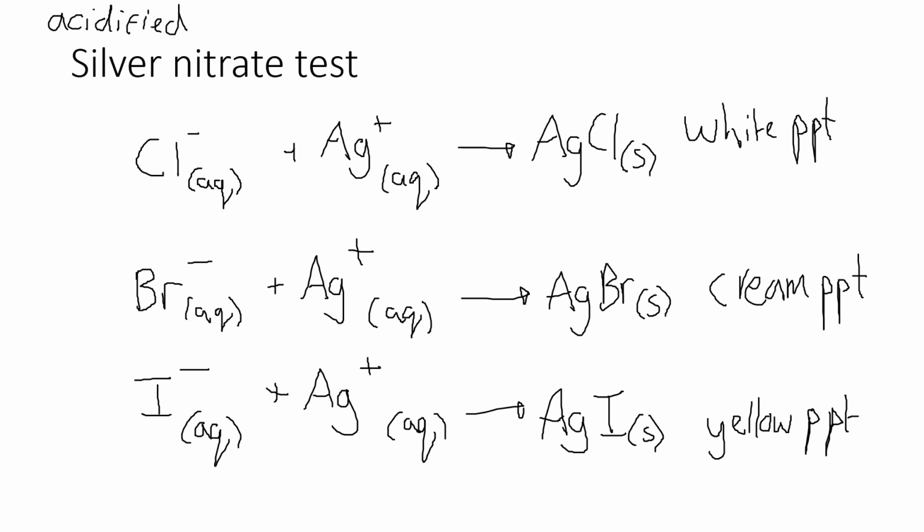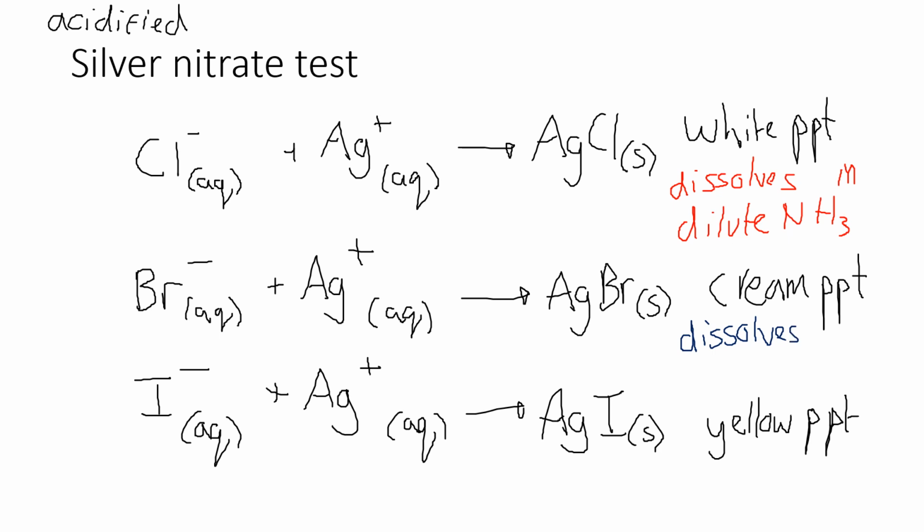And at this stage you might be thinking, well, white precipitates and cream precipitates are pretty similar. How could you distinguish between a white precipitate and a cream precipitate? The other follow-on test is to add ammonia. The silver chloride will dissolve in dilute ammonia, so it dissolves in dilute NH3. Whereas the silver bromide won't dissolve in dilute NH3, but it will dissolve in concentrated NH3. Whereas the silver iodide is insoluble in concentrated ammonia.